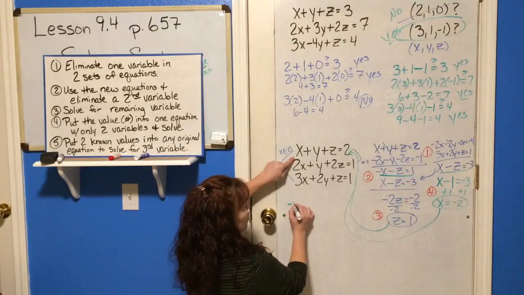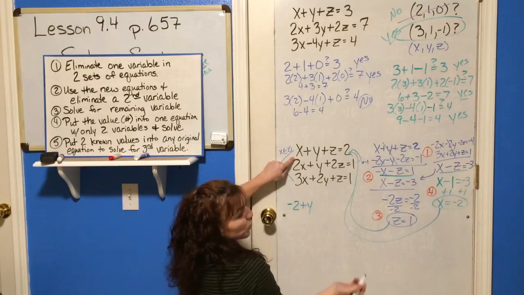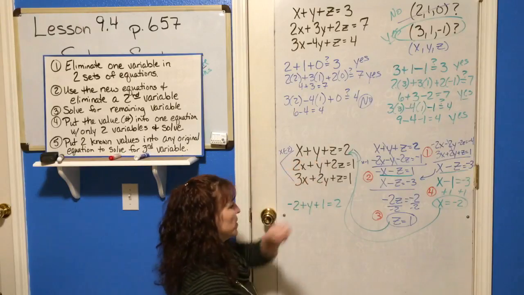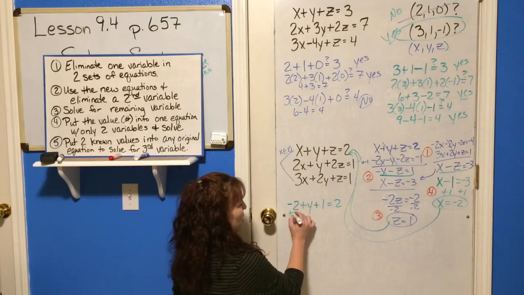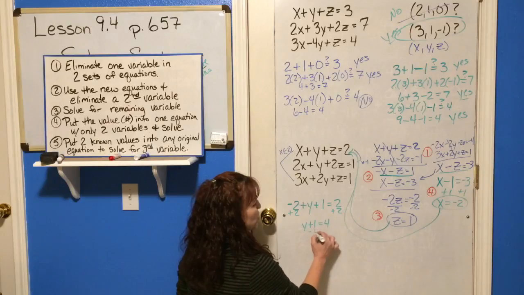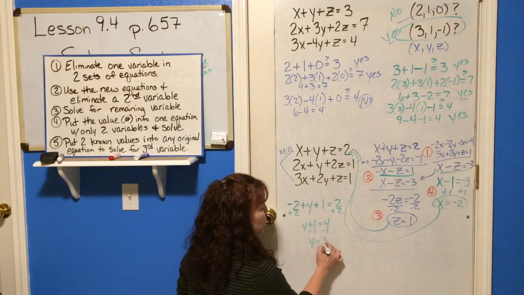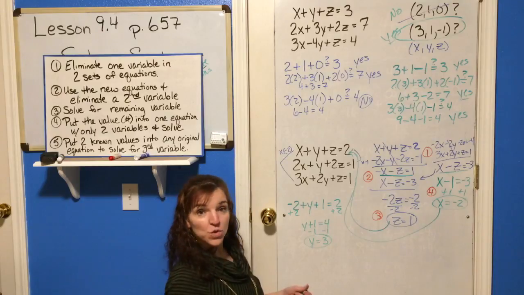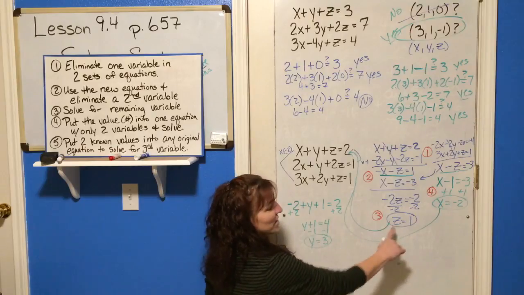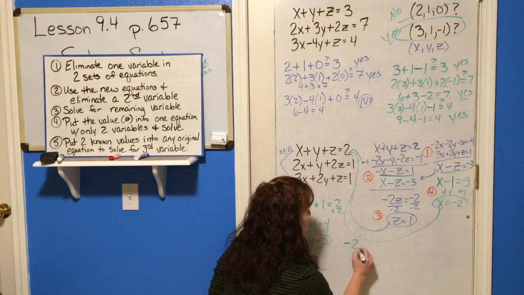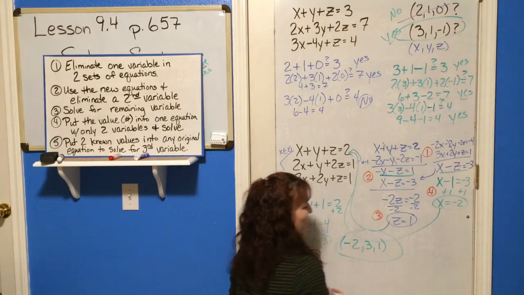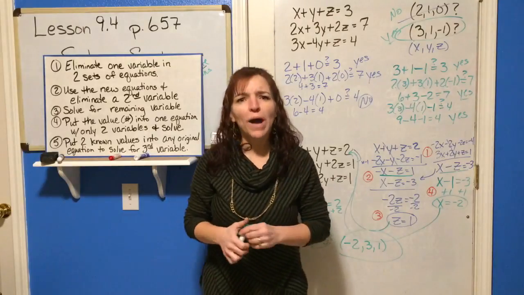So x is negative 2 plus y is the one we don't know yet, plus z is 1, and that all equals 2. So then add 2 to both sides. So y plus 1 equals 4. Subtract 1 from both sides. Y equals 3. And now I have my total solution. All I have to do is put it together into a point format. Make sure it's x, y, z. Make sure it's alphabetical. X is negative 2. Y is 3. And z is 1. And you're finished. No problem, right?